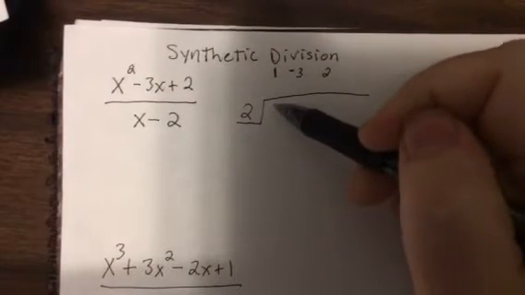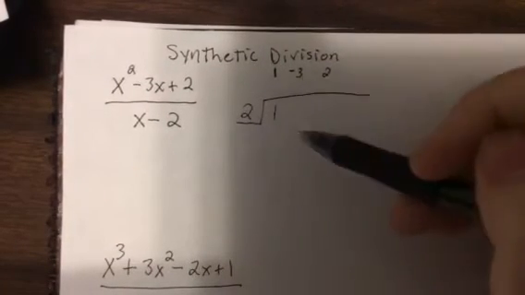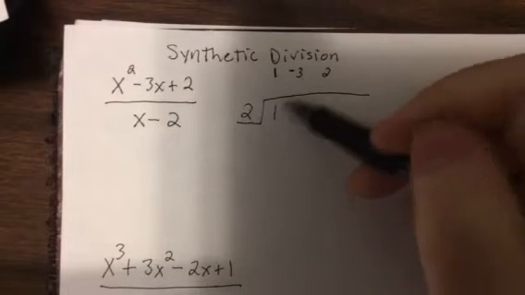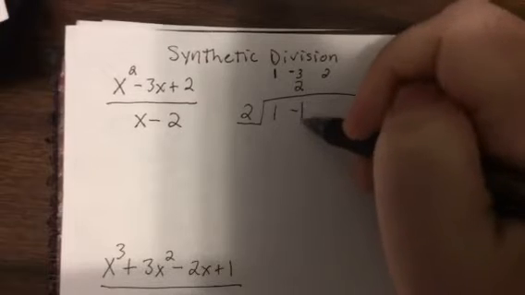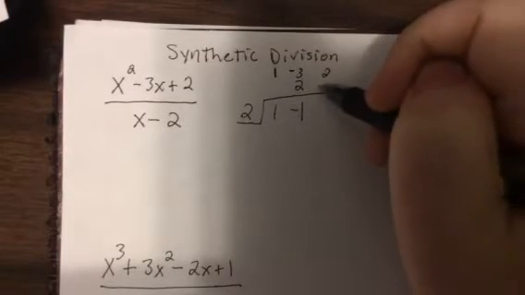So here we go. Bring down the first term. Multiply them and then add to the next term. 2 times 1 is 2. -3 plus 2 is -1. Bring it down. Multiply, add.